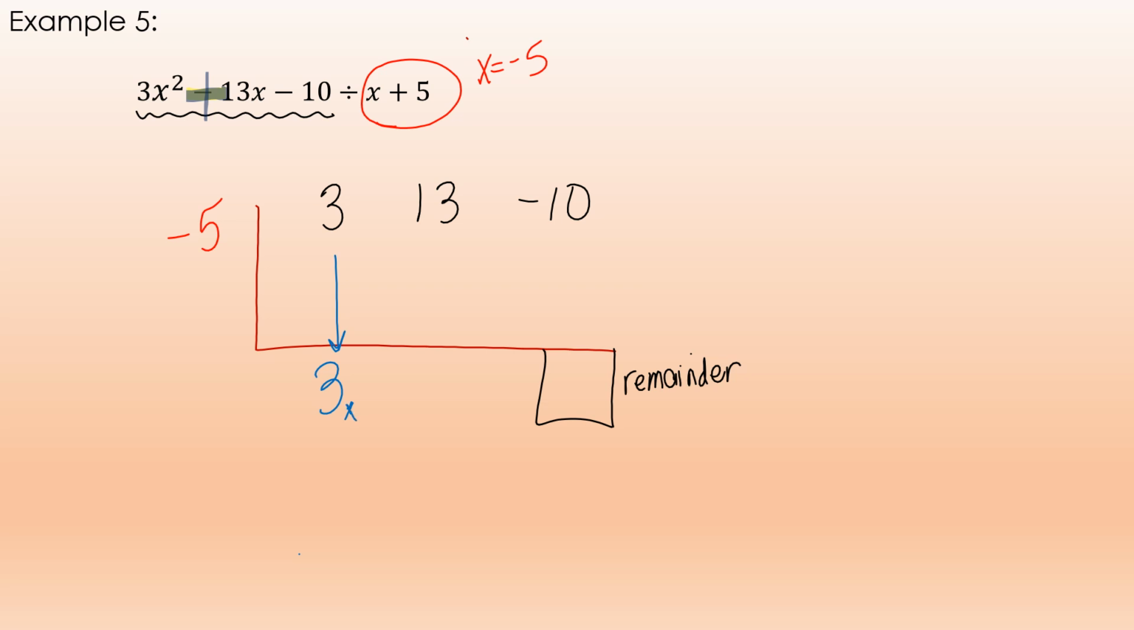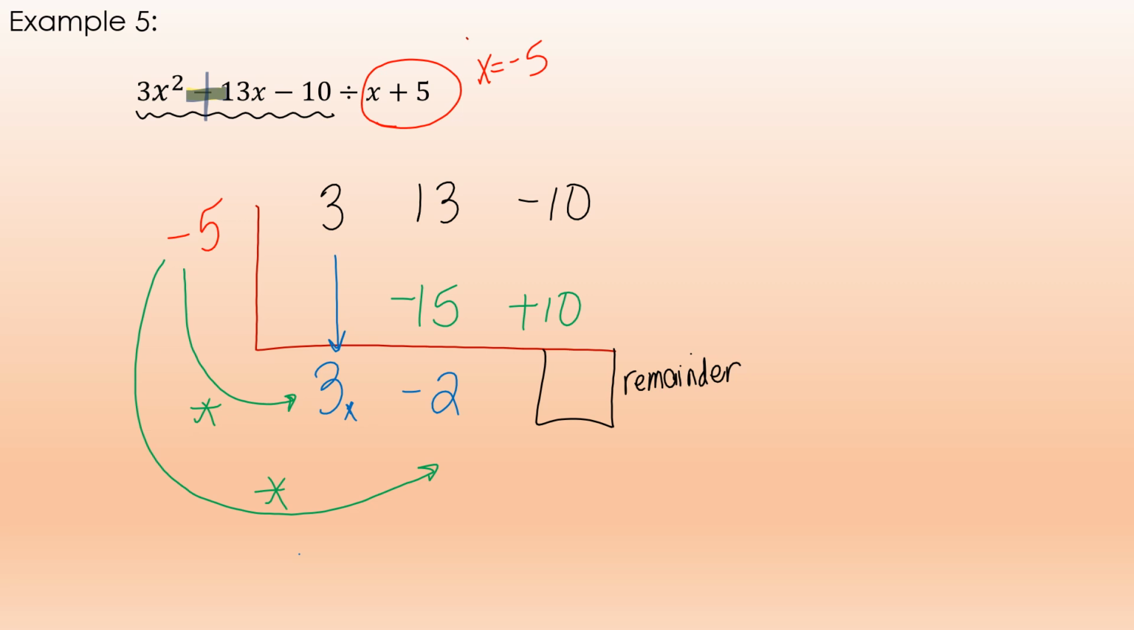All right, multiply the outsides. Negative 5 multiplied by 3 gives me a negative 15. If I add that to 13 in the next column, I get, that's right, a negative 2. All right, do it again. Multiply the outsides. So negative 5 multiplied by negative 2 gives me a negative 10, positive 10. Whoopsies, I almost made a mistake. Positive 10. So in this case, I do get a remainder of 0.